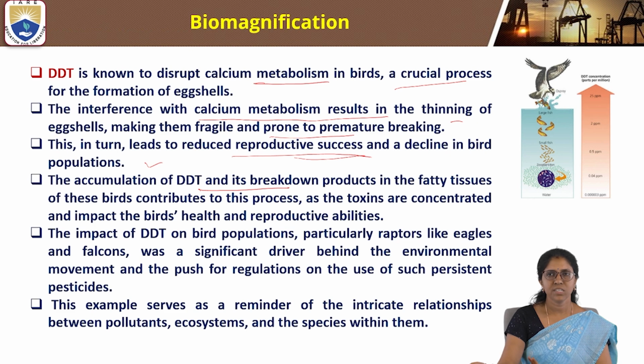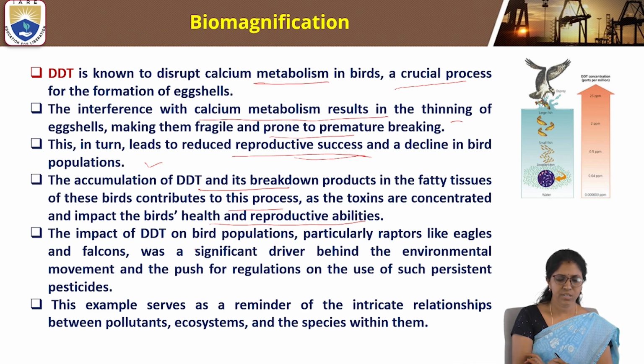The accumulation of DDT and its breakdown products in the fatty tissues of these birds contributes to the process, as the toxins are concentrated and impact the birds' health and reproductive abilities. These contribute to health issues and also reduce the reproductive abilities of the birds.